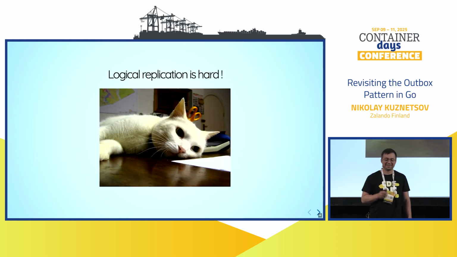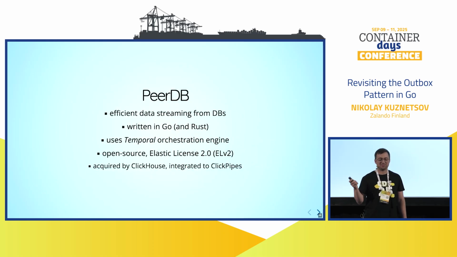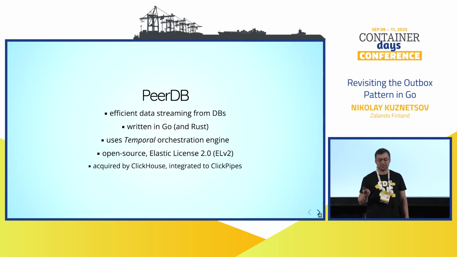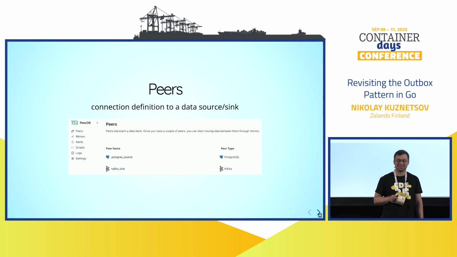The conclusion is that it's hard, but luckily there are some products built on this pglogrepl library, and one of them is PeerDB. I was exploring that library and checked who actually used it, and I think that was the project with the most stars on GitHub. It was a startup acquired by ClickHouse, written in Go, with some parts in Rust. It provides efficient data streaming, and this is exactly what we need for this track.